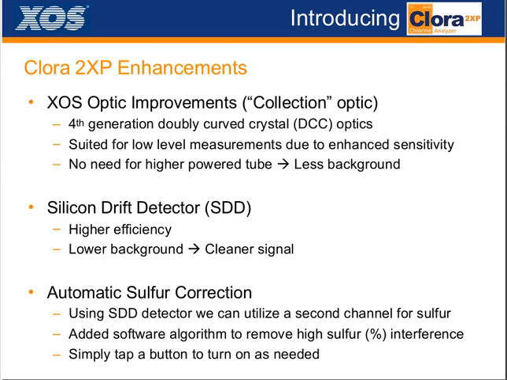And so you can see there, we're using that new detector, we're using another channel on that to pulse for sulfur. We made some improvements to the optics so we can get a little bit higher sulfur reading simultaneously, and we added that algorithm to remove the high sulfur interference. And it really just comes down to a button on the screen to turn that on and off. So, a lot of people would probably just choose to leave it on all the time. But if you've used a Cindy or a Clora before, you know that our interface is very simple. It really is all about just tapping buttons and getting what you want. So with this sulfur correction, that's really all that you need to do.